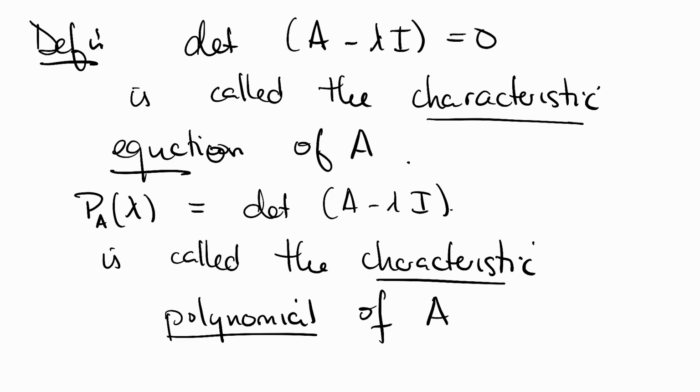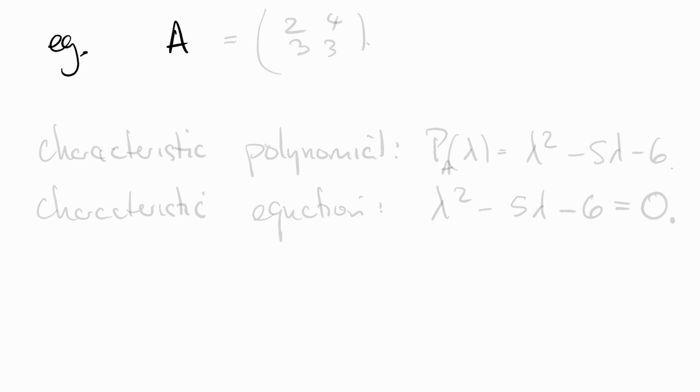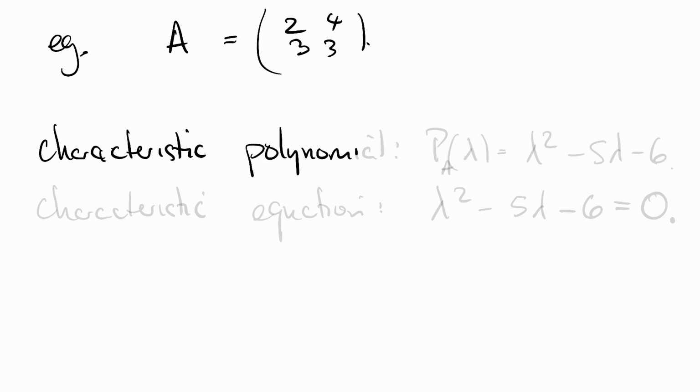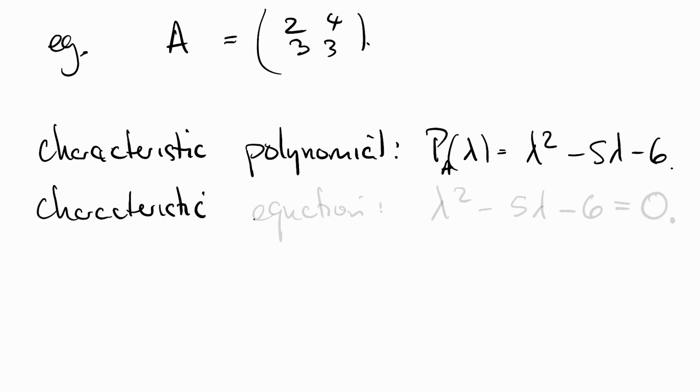Let's do an example to make these terms clear. Example, from what we did above, for A is equal to 2, 4, 3, 3, the characteristic polynomial is going to be this polynomial, lambda squared minus 5 lambda minus 6, the roots of which were the eigenvalues. And the characteristic equation is just setting this equal to 0. Lambda squared minus 5 lambda minus 6 is equal to 0.